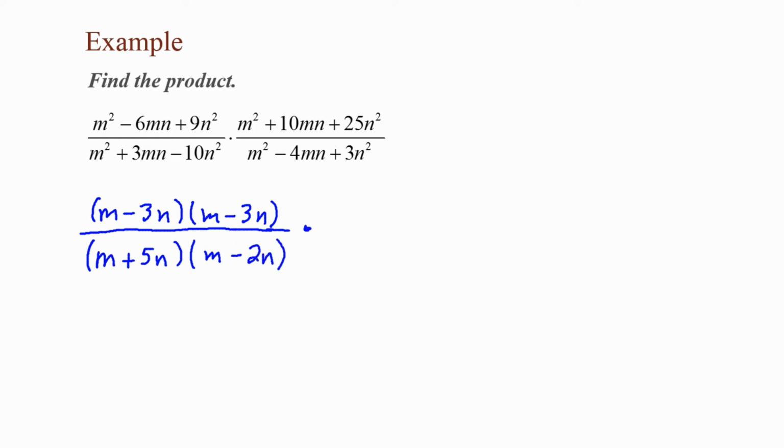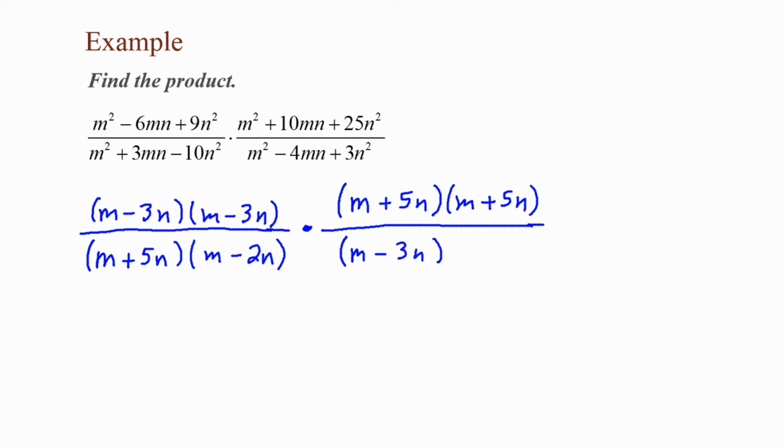And this is times m squared plus 10mn plus 25n squared. Two numbers that multiply to be 25 but add to be 10. M plus 5n times m plus 5n, which is the same as m plus 5n parentheses squared. M squared minus 4mn plus 3n squared. I need two numbers that multiply to be a positive 3 but add to be a negative 4. M minus 3n times m minus n.